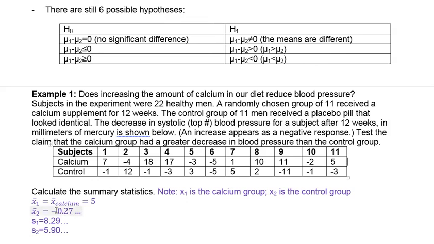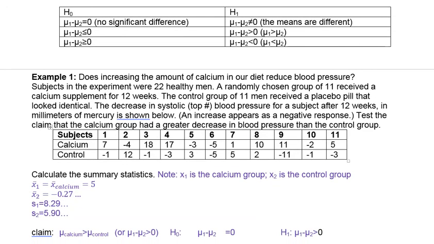In our second group, our mean is negative 0.27 with a standard deviation of 5.90. So we can see there definitely is a bigger difference here, but is that big enough to say it's significant? So the question: the calcium group is greater than the other group, so I am using calcium and control instead of 1 and 2. We're looking at the greater than scenario, so that's going to be a right-tailed test.